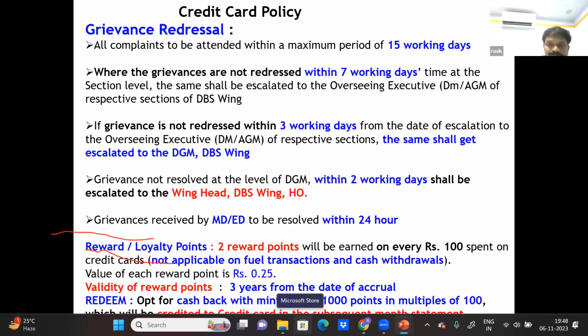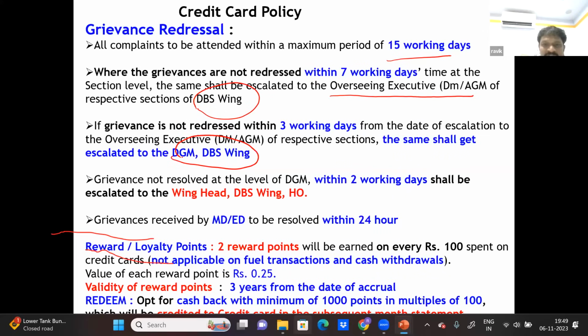Now, grievance redressal. All complaints in credit card, we have to resolve within 15 working days. Where grievances are not addressed, generally it will come to one desk. Then within 7 working days, if it is not addressed, it will go to the overseeing executive, DM or AGM of the DBS wing. So within 15 days, we have to resolve. But after 7 days, if it is not resolved, it will go to the overseeing executive of the DBS wing, that is DM or AGM. Then if that overseeing DM or AGM does not redress it within 3 working days, it will be escalated to DGM, DBS wing.